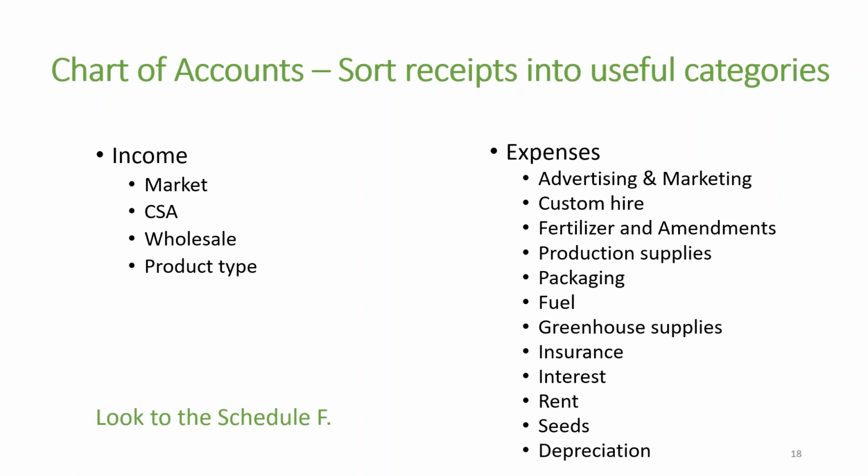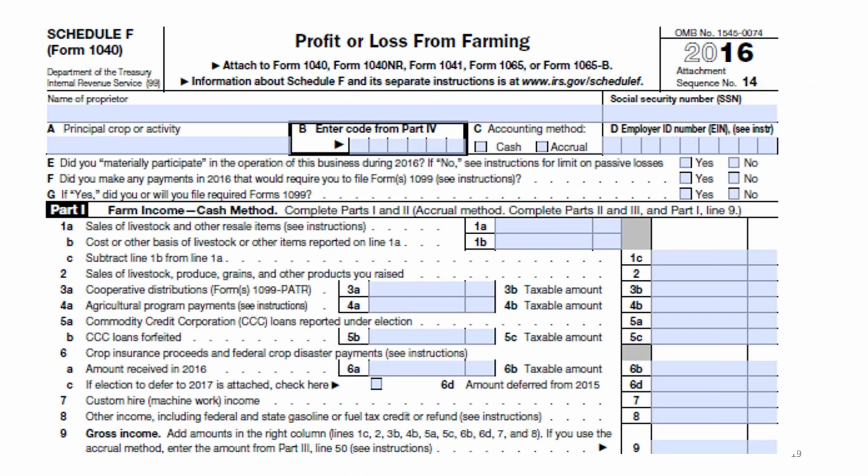When you are making your categories for expenses and income, I highly recommend looking to your Schedule F. And if you have farmed in previous years, you are likely very familiar with the Schedule F. But if you're new to farming, the Schedule F is the form that you fill out as part of your personal taxes when you are filing your federal taxes at the end of the year. And it is the form that records your income and expenses for your farming enterprise. So let's take a look at the Schedule F.